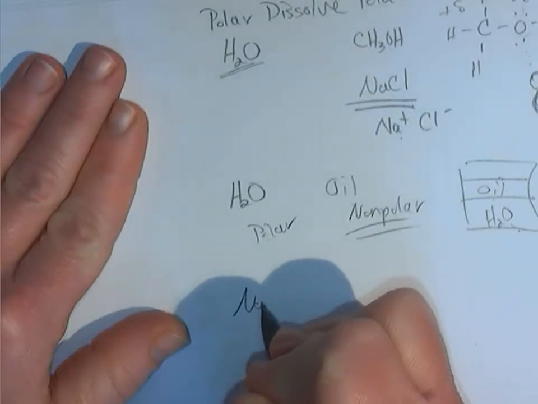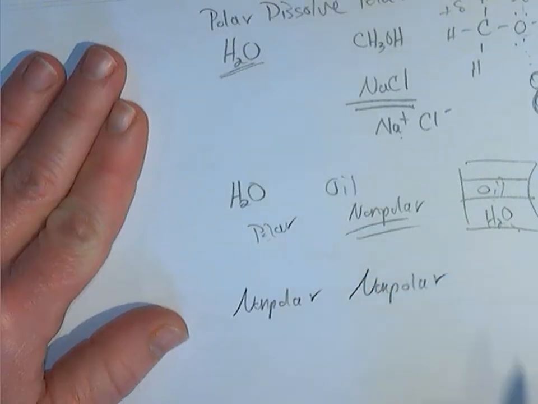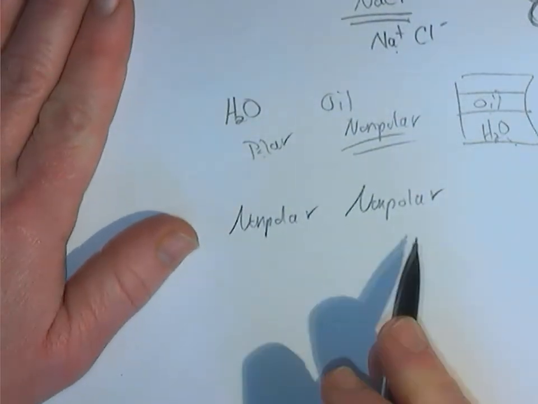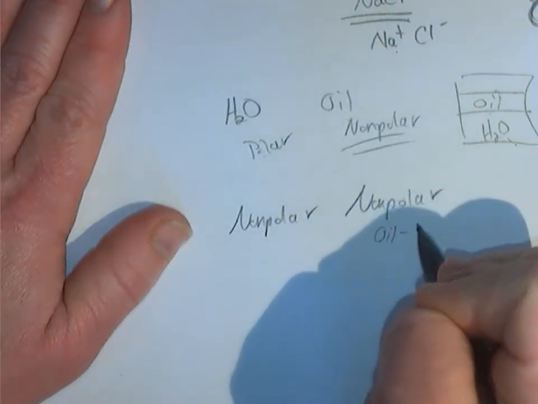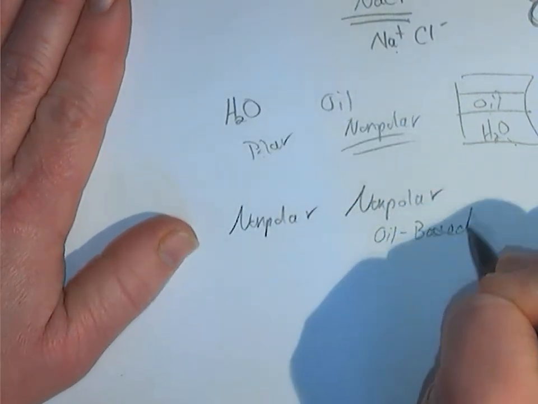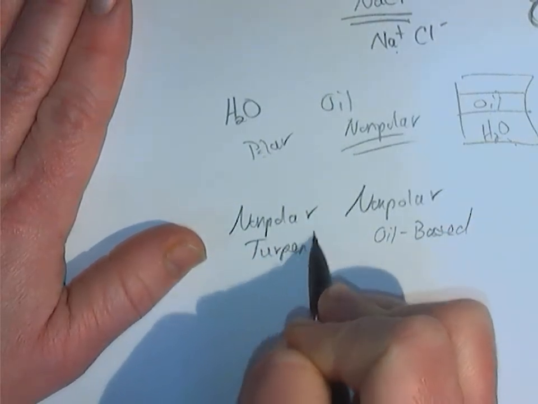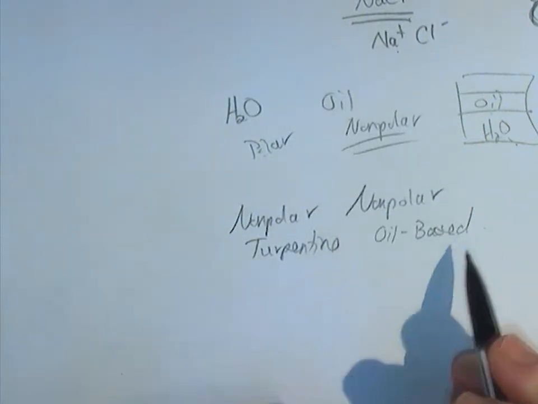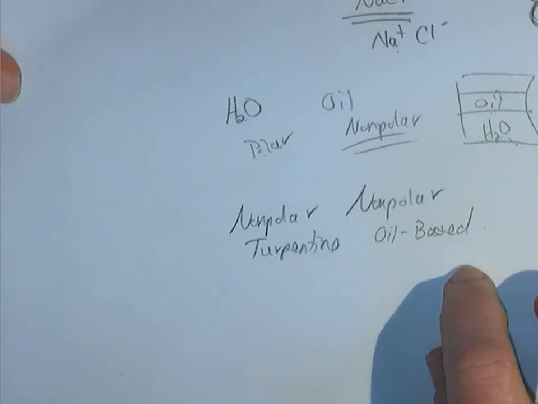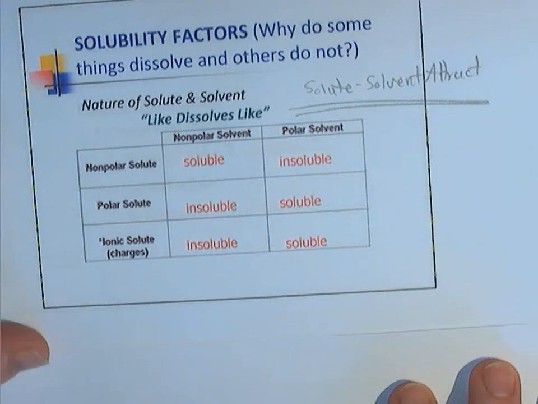But nonpolar can dissolve nonpolar. So for example, if you're working with an oil-based paint, you do not use water to clean your brush or clean your hands. You'll use something like turpentine, and that can remove the oil-based ingredients or nonpolar ingredients. Okay, so here's just a summary that illustrates like dissolving like.